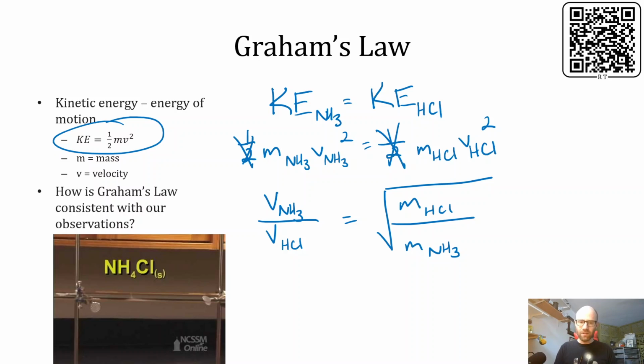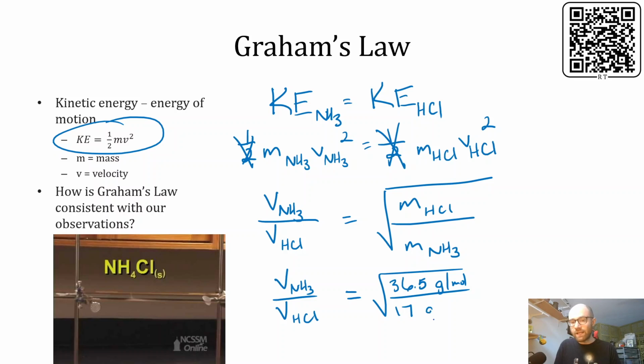If we were to put it into words, the relative rate of effusion is equal to the square root of the reciprocal of the ratio of the masses. That's not really good in words. So let's try putting some numbers in here. For the masses, I don't really know what the mass of a particle is in grams, but I can put the molar mass. Since we're dividing, a lot of these units are going to disappear anyway, so it's just relative. For the mass of hydrochloric acid, we're going to say 36.5. For the ammonia, we're going to say 17.